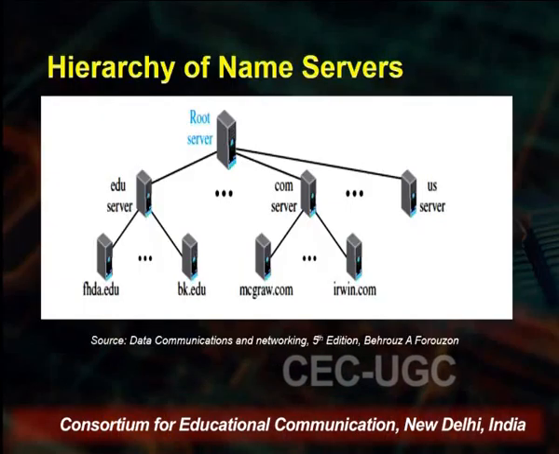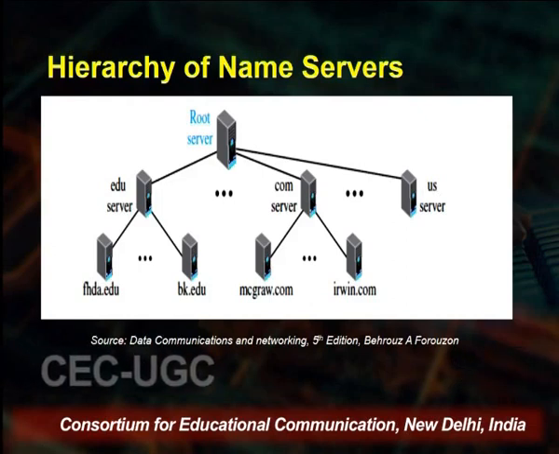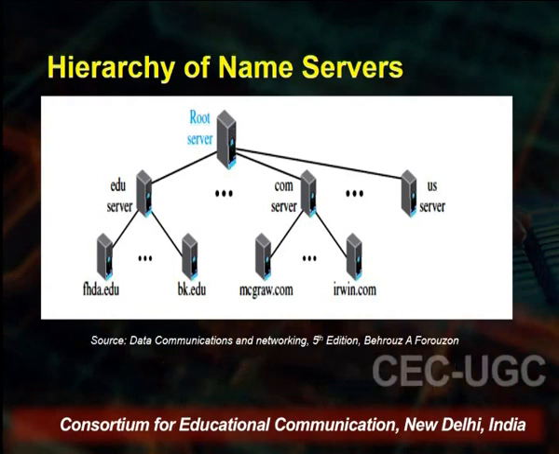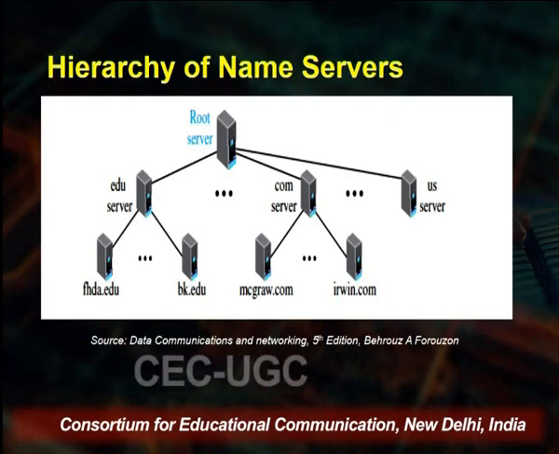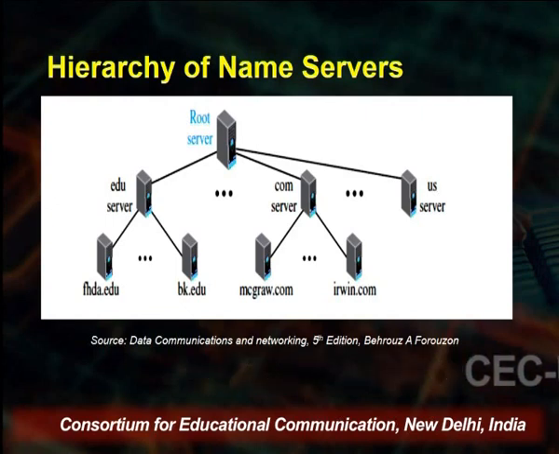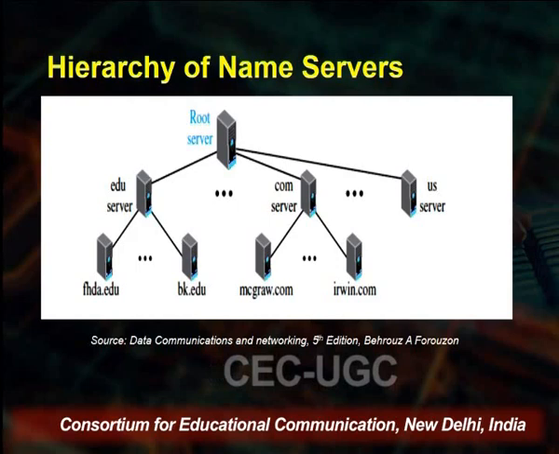If you look at the hierarchy of name servers being created, under the root server you have the different first level domain servers, like the edu server or the com server or the other servers. Within each of the trees or subtrees under the root you will have further subdomains. That is how we are dividing the entire namespace, and we are creating a hierarchy.